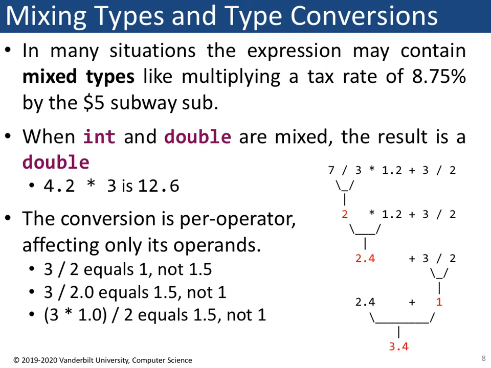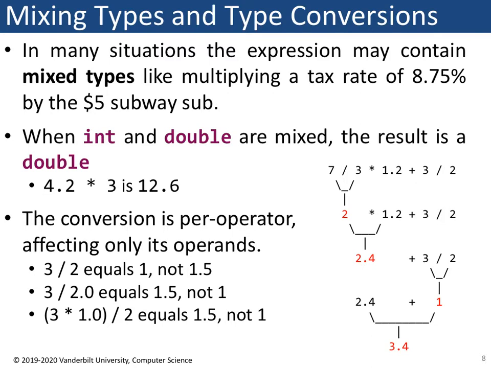So, for instance, 4.2 is a real, and when we apply the multiplication operator to 4.2 and the integer 3, the result is a real 12.6. It's important to understand how this occurs, because the conversion doesn't happen to the entire expression at the same time. The conversion happens on a per operator basis. So it affects only the operands involved in the current expression evaluation.